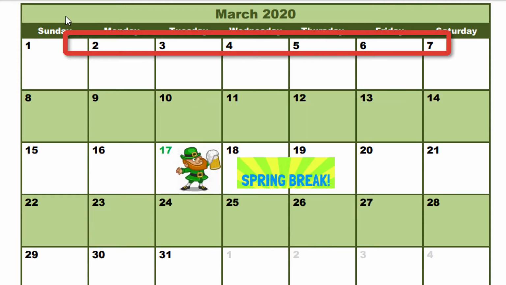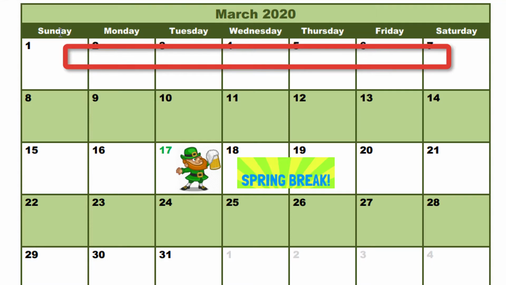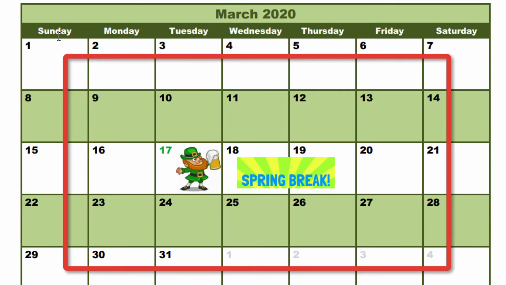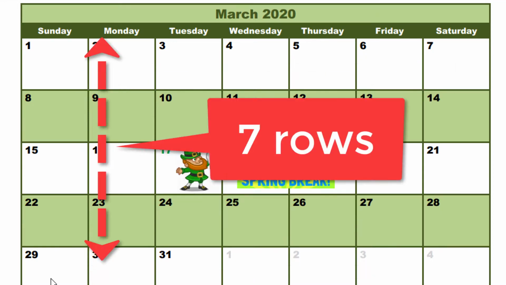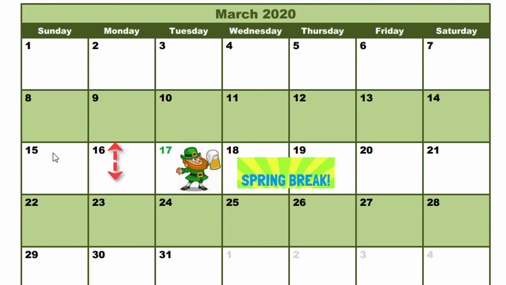There's the top row that has the month. There's the days of the week, which is the second row, and then there's the 5 weeks that are in the calendar. So altogether there's 7 columns and 7 rows. And we're going to make these, I think, about 1 inch high.